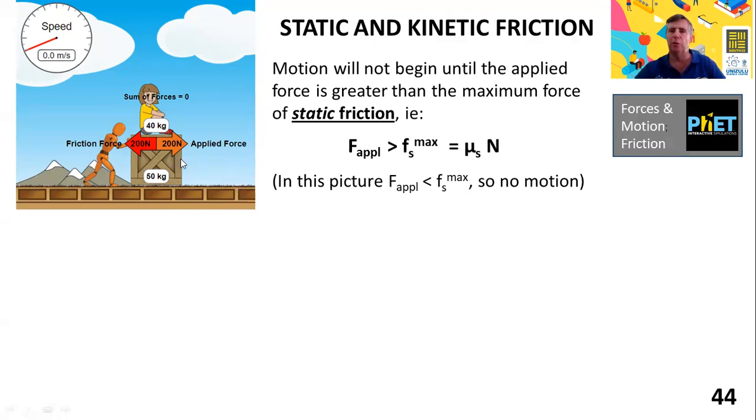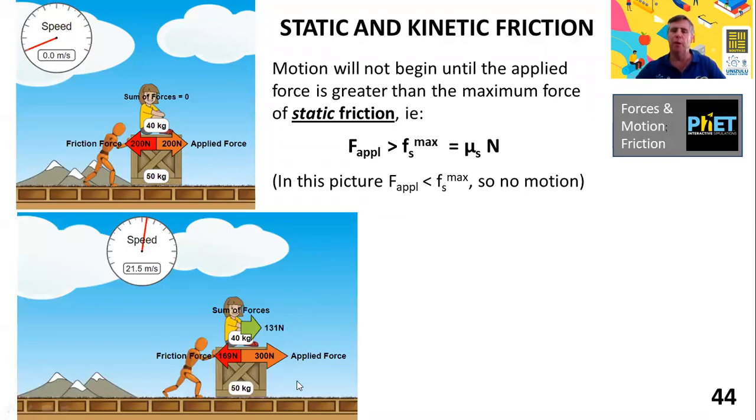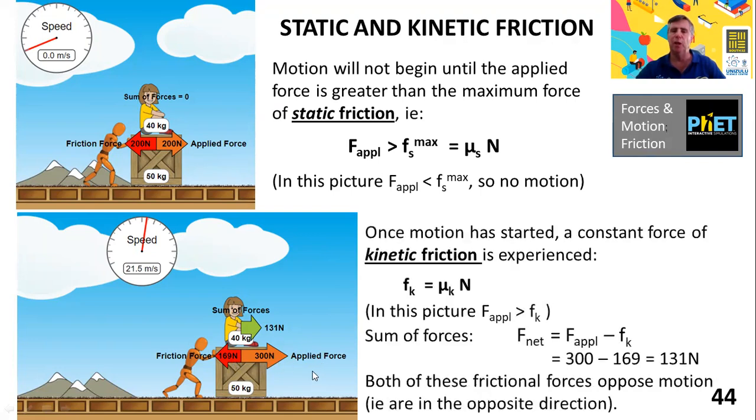Now, in this picture, when we started, the applied force was less than Fs max, so there was no motion. Once we increased the applied force to 300, we noticed something interesting. The frictional force actually dropped, and it became constant. So once motion has started, a constant force of kinetic friction is experienced. That's given by Fk equals mu k times N.